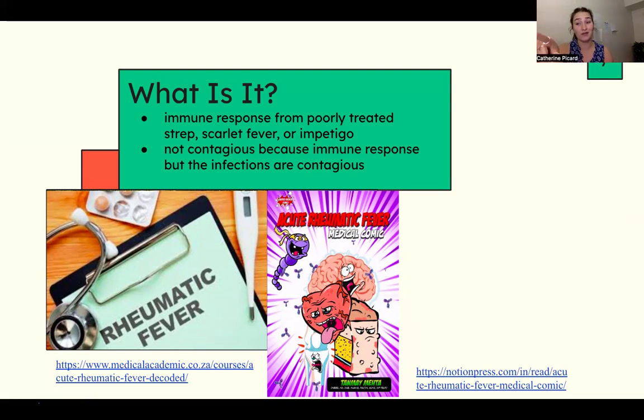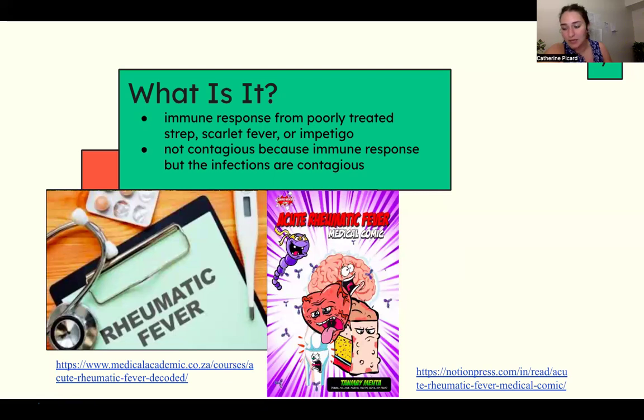But I do want to clarify that group A streptococcus is contagious. Scarlet fever, impetigo, and sore throat are contagious and very much will infect you. But rheumatic fever is an immune response as a result of not treating the bacteria correctly, so it doesn't go away. So yes, it's not contagious.